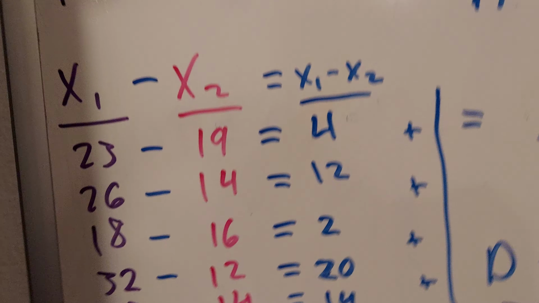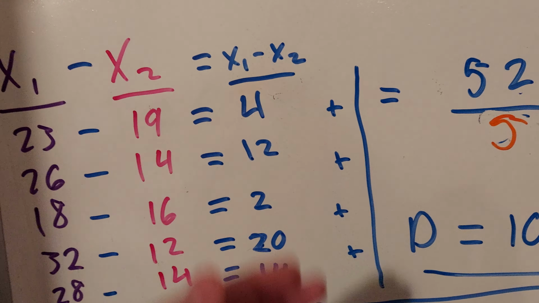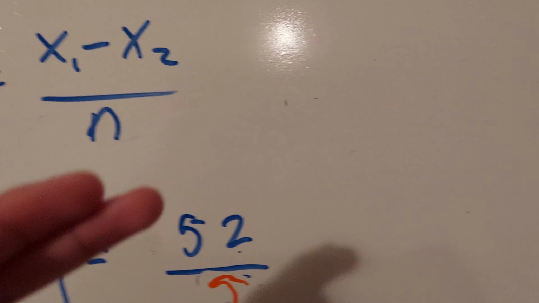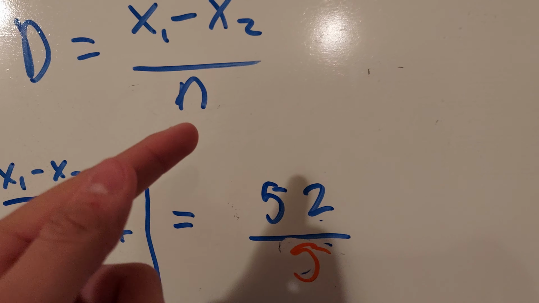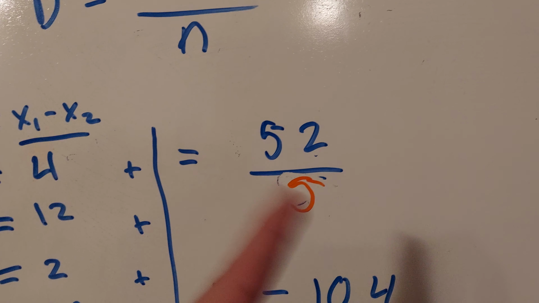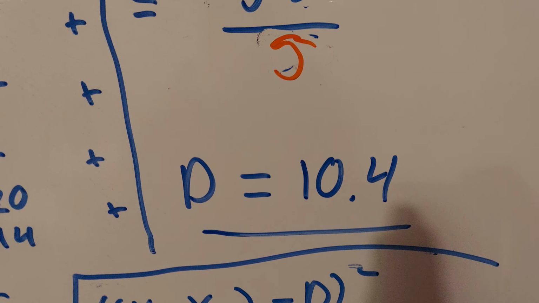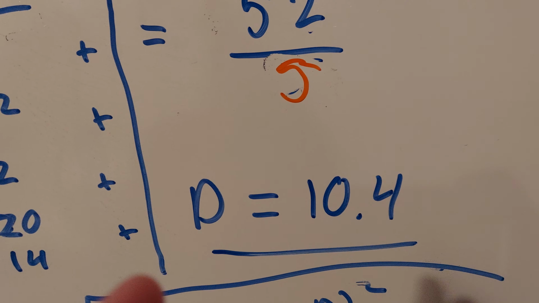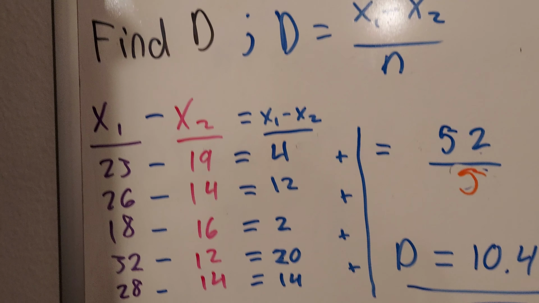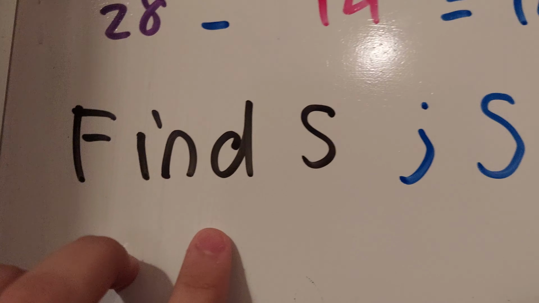Now, with the top, x1 minus x2, out of the way, what we're going to do is add up all of these numbers, in which we get 52, and divide it by the sample size, where n equals 5. So 52 divided by 5 equals, or d equals 10.4. And with that, we got d. Now we're going to find s.